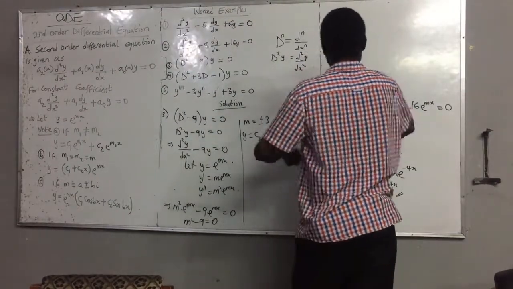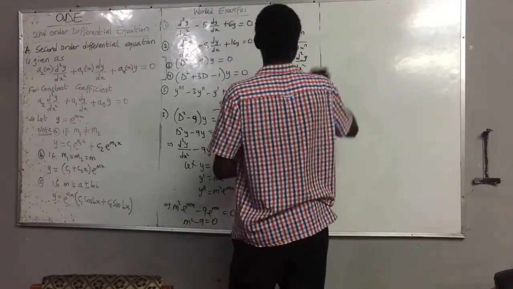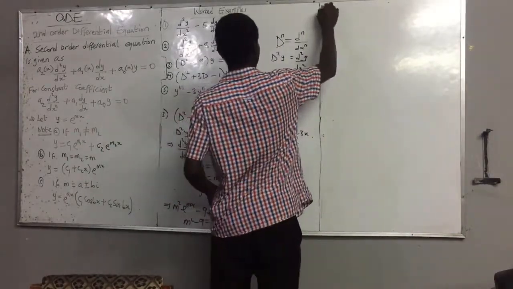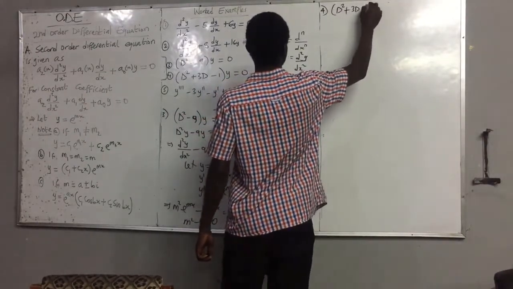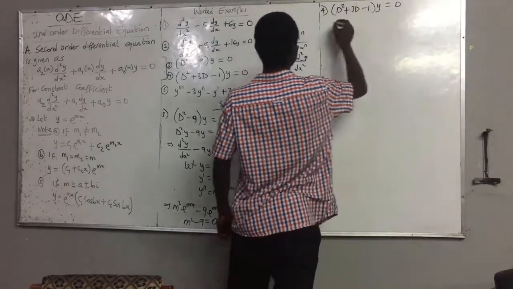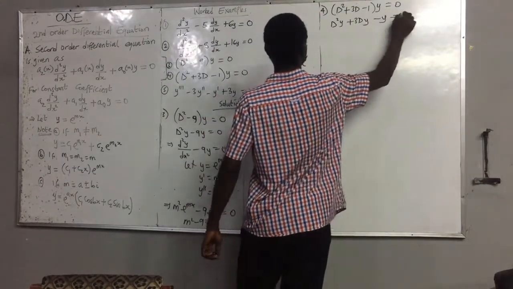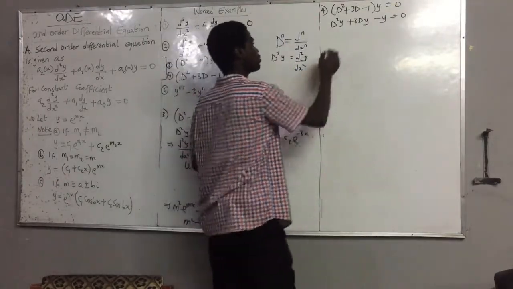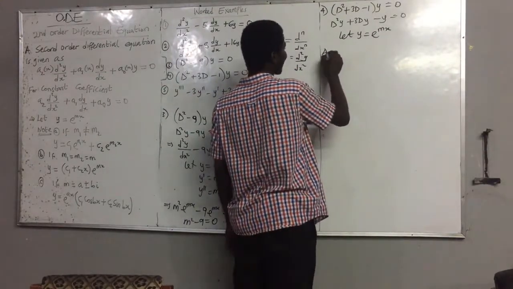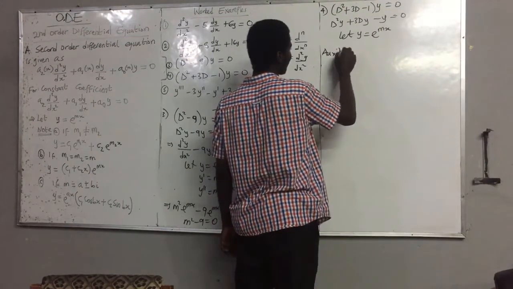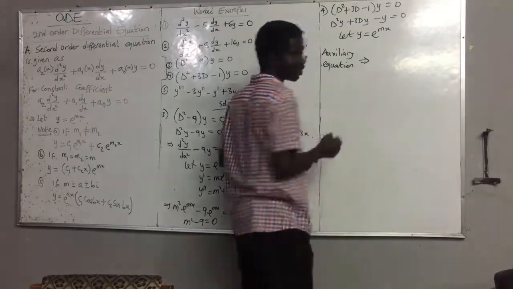Now, the fourth one. The fourth one is D squared plus 3D minus 1, y equals 0. So this is D squared y plus 3Dy minus y equals 0. Again, let me show you. Let y be equal to e raised to power mx. So what will be the auxiliary equation?